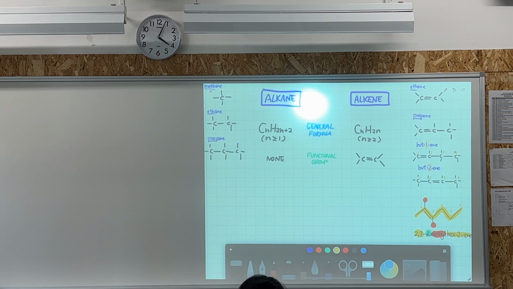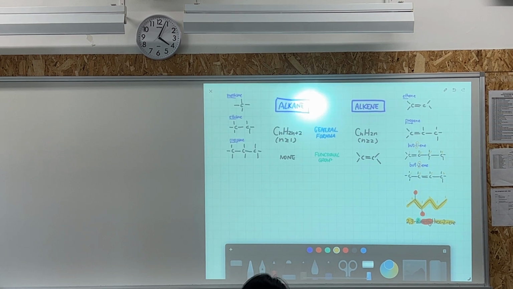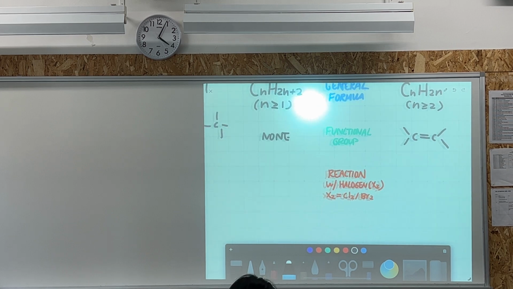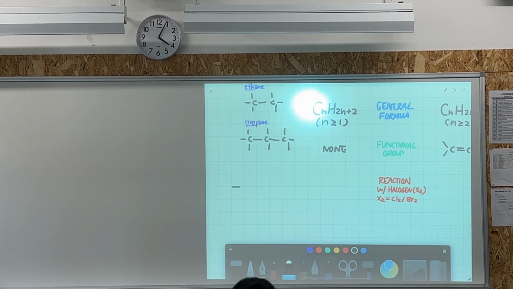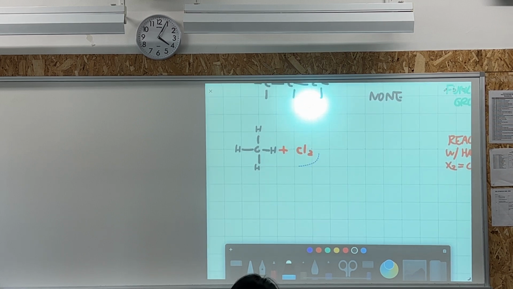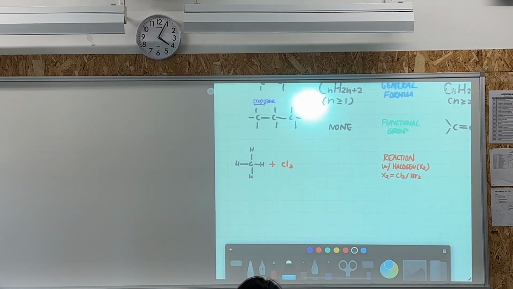But anyway, the next thing that we will look at is the reaction. The reaction with halogen. Halogen means X2, and X2 can be Cl2 or Br2. So when we react alkane with halogen, can you tell me what will happen? When I react this with chlorine, can you predict the product and the name of the reaction? So what is the name of this reaction? Is it addition or is it substitution?